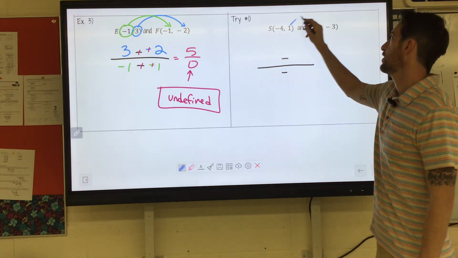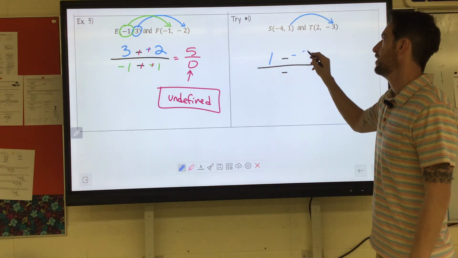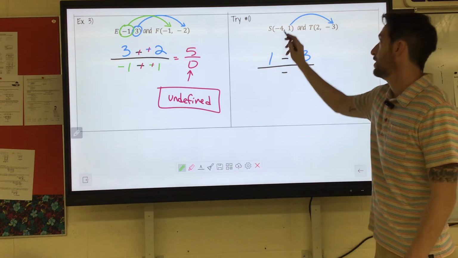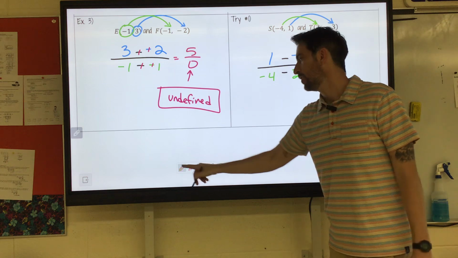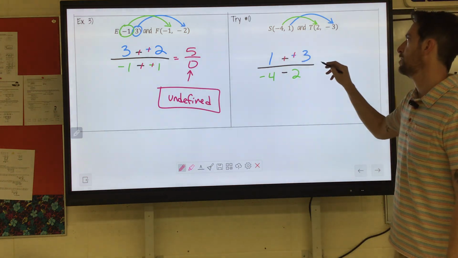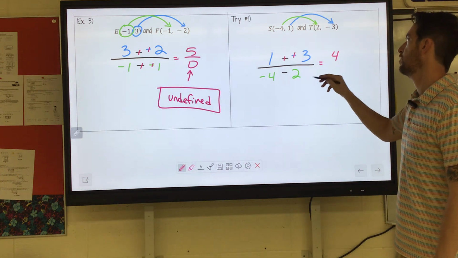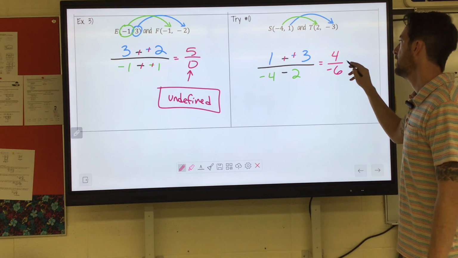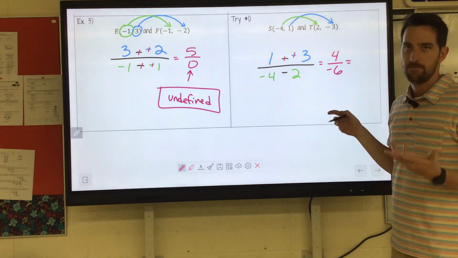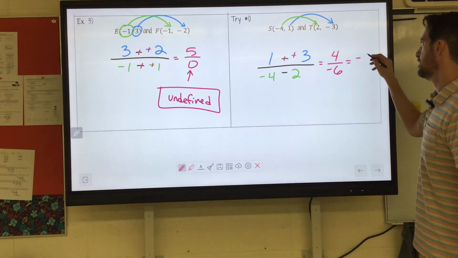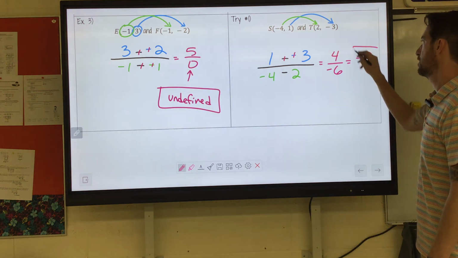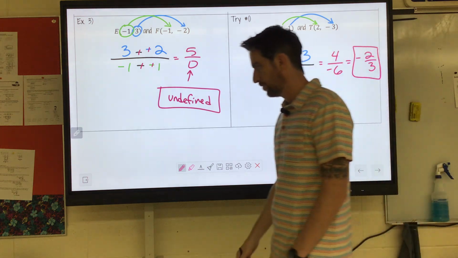So the y's, we could say 1 minus -3. The x's, that same order, would be -4 minus 2. Change any minus negatives to plus positive. 1 plus 3 is 4. -4 minus 2 is -6. You simplify this. Usually you would put the negative up in the numerator or out in front, but it comes out to negative 2/3.